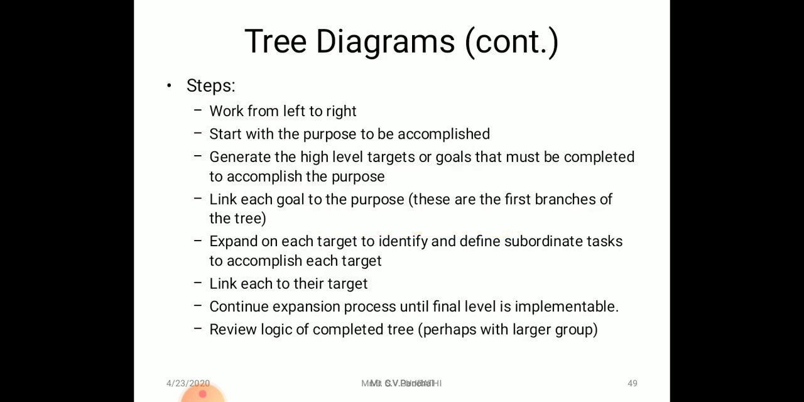Now expand on each target to identify and define subordinate tasks to accomplish each task. Link each to their target. Continue expansion process until final level is implementable. For example, you want to construct a plane or a big ship. Then for our convenience, we'll consider the example of aeroplane. So what are the requirements for airplane? The front body, then cabin, then tail, tires, seats, then whole body. So these are the other goals.